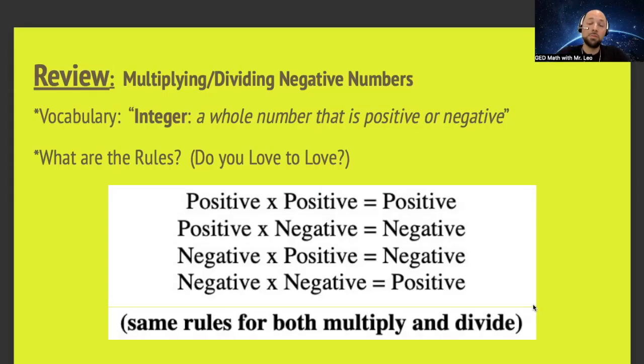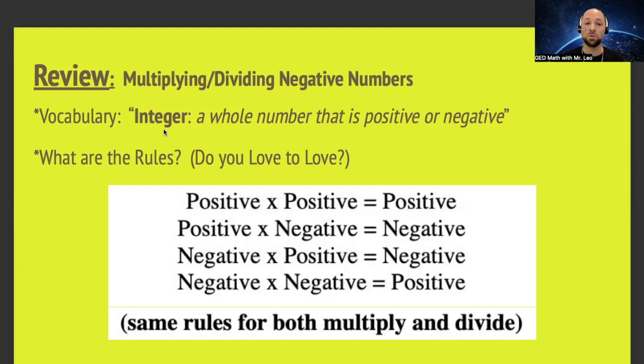Okay, we're going to begin by reviewing what we learned last time. First off, we have this vocabulary word, integer. Please remember, this is a whole number that is positive or negative. An integer is often a clue that we're going to be talking about negative numbers. Although by its true definition, it could just be a regular positive number. That would be an integer.